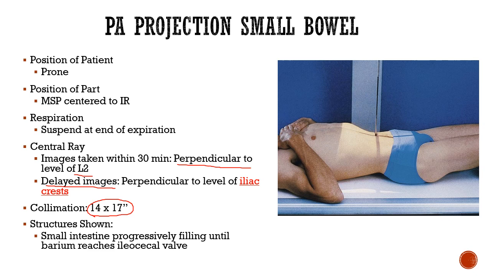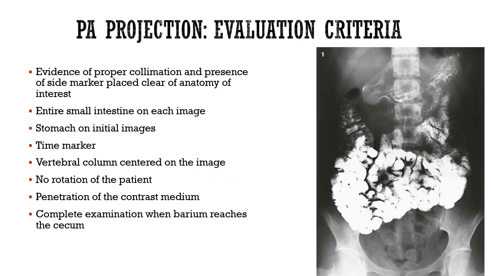And we're going to have the small bowel progressively filling until the barium reaches the ileocecal valve. So the evaluation criteria is we want to see the entire small intestine on each image, the stomach on initial images. We want to see a time marker. We want the vertebral column centered on the image. You want no rotation of the patient, penetration of the contrast medium, and a complete examination when the barium reaches the cecum.